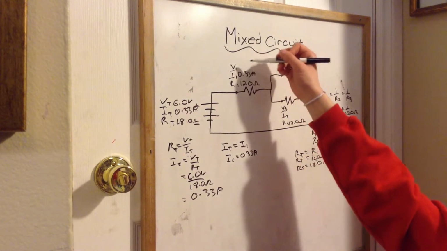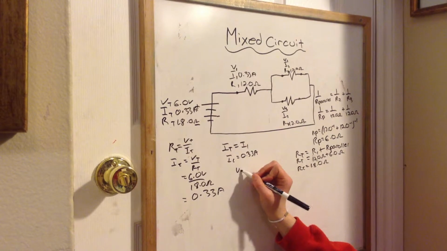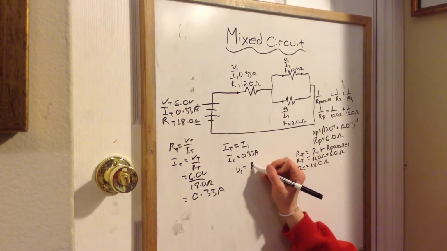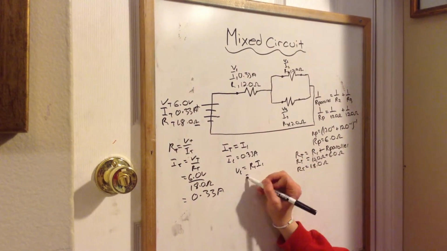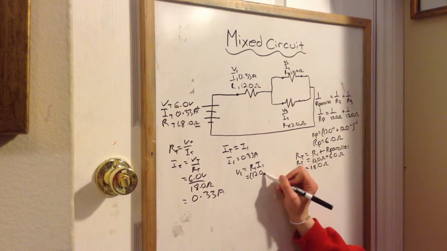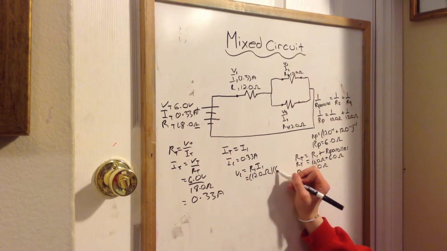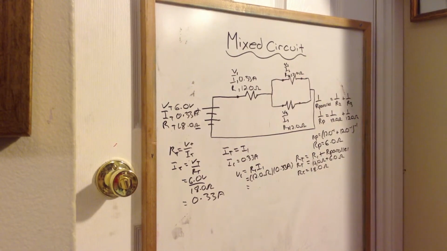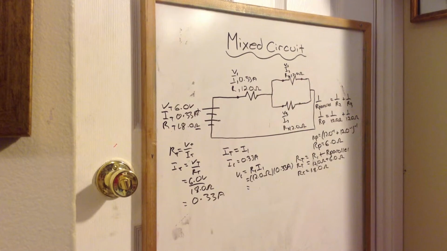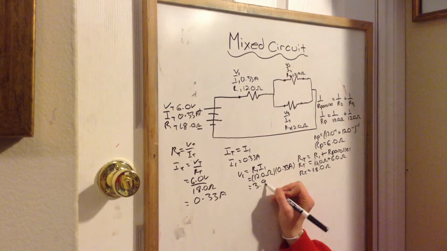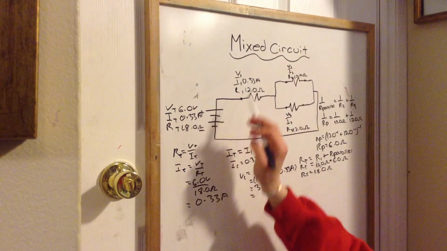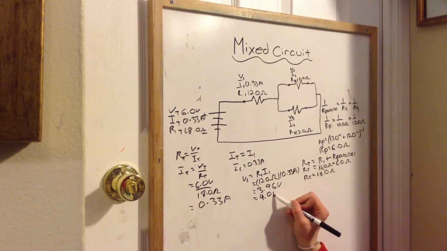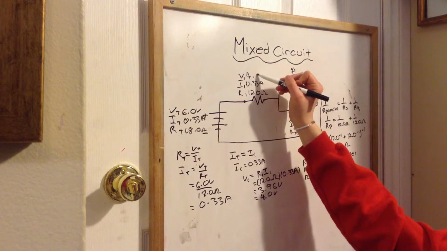Since I have two values, I can solve for V1 now. So V1, looking back here, V would equal R times I. So V1 equals R1 times I1, which equals 12.0 ohms times 0.33 amps, which equals 12 times 0.33 equals 3.96 volts. But looking at significant digits, I know that my final answer will be 4.0 volts. That is what I write up here.